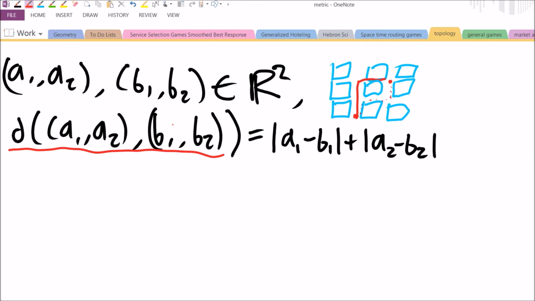But what we're interested in now is what does a ball look like in this metric? So perhaps you'd like to pause the video and see if you can sketch what kind of shape a ball would have under this kind of metric. Okay, so it basically looks something like this.